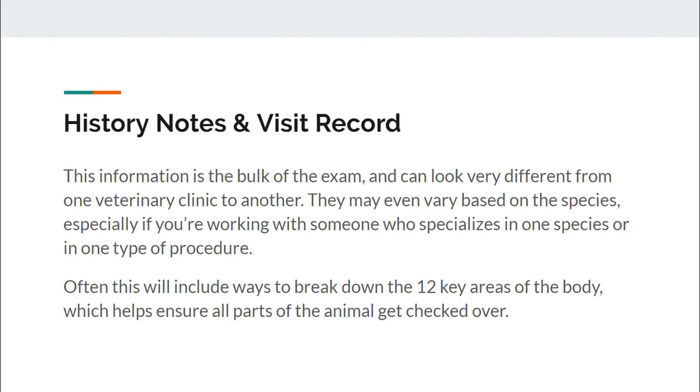Okay. A lot of times, what this section is going to do, there's going to be a section for history and why is this animal coming in, what's the big concern, but then there's going to be another section, which is really the bulk of the visit record, that looks at the 12 different key parts of the body and kind of breaks them down in a way that makes sense for that particular veterinarian's process. So it's their way of noting anything they see of concern and also the positives that they note so they have that record for the future.